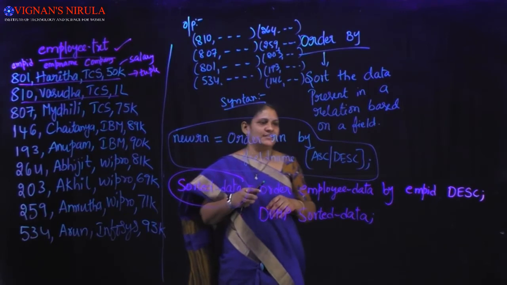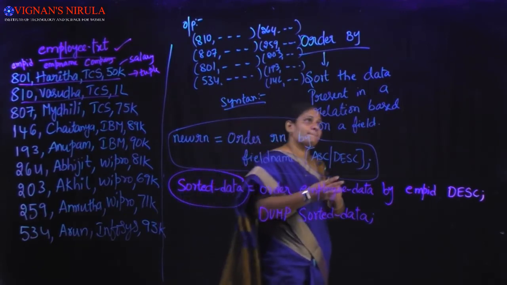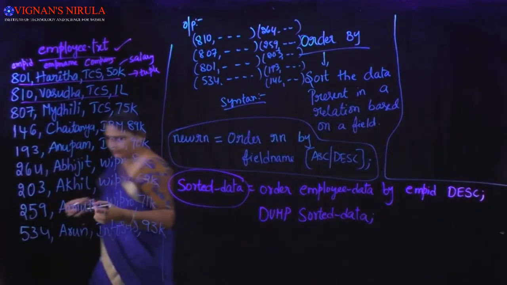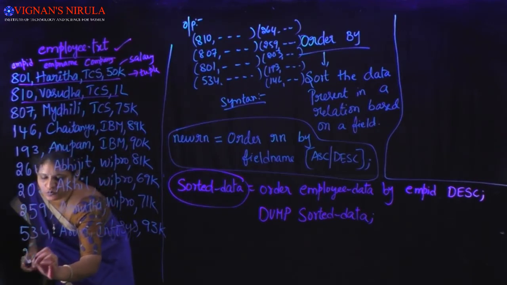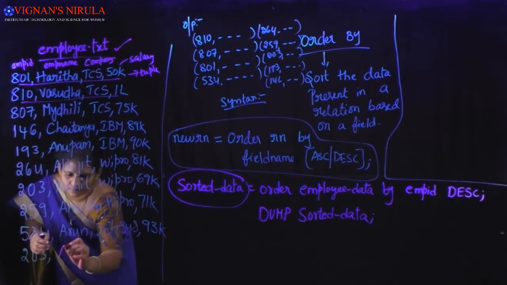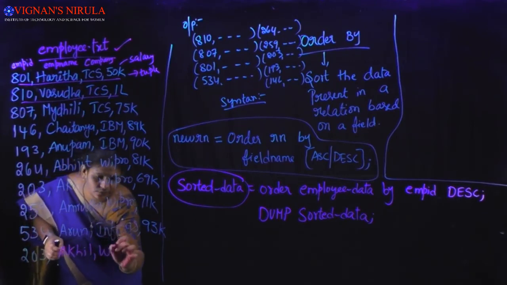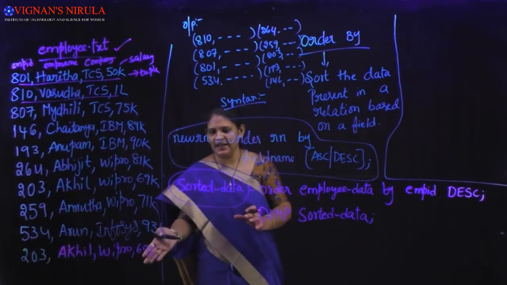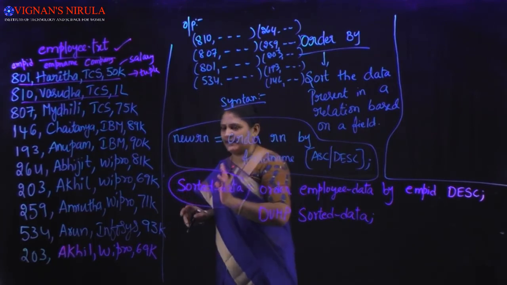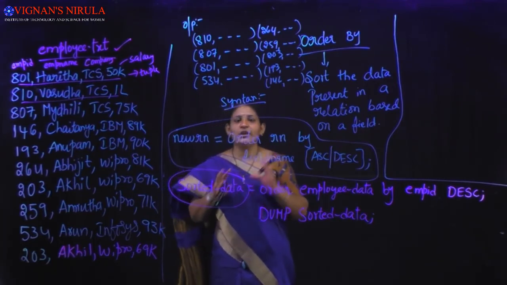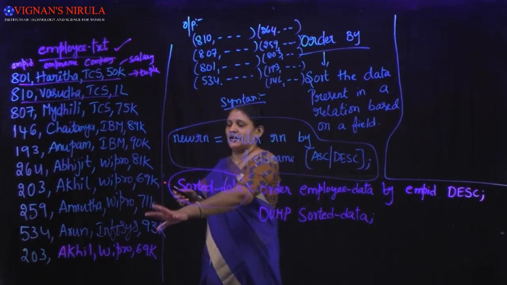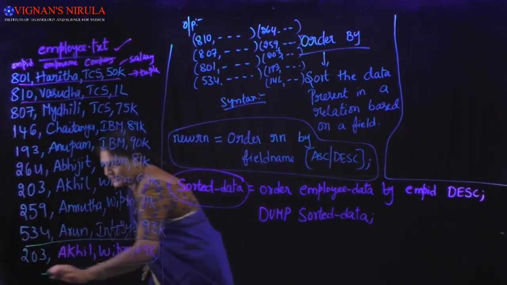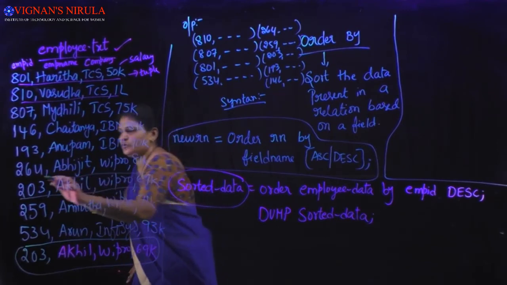Okay, fine. Now we'll see one more relation. Let me add one more record here: 203, Akhil, Wipro, 69K. Assume this is a relation, and this data is loaded in a relation called employee data. Now I want to eliminate the duplicates. If you observe this relational data, it contains duplicates. Which is a duplicate tuple here? This one: 203 Akhil Wipro 69K, 203 Akhil Wipro 69K.